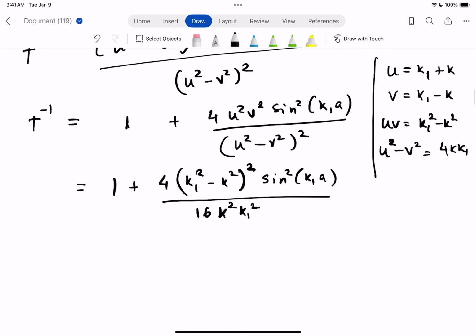Alright, so we are almost done. So we can write this as 1 plus k1 square minus k square whole squared divided by 4k square k1 square, and then sine square k1a.